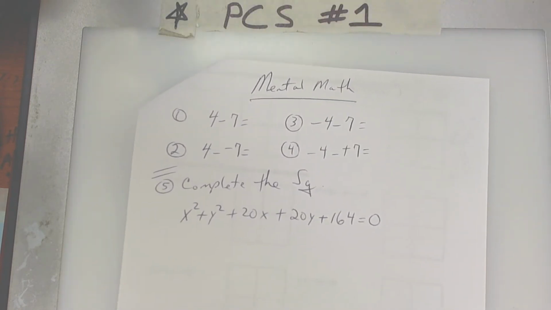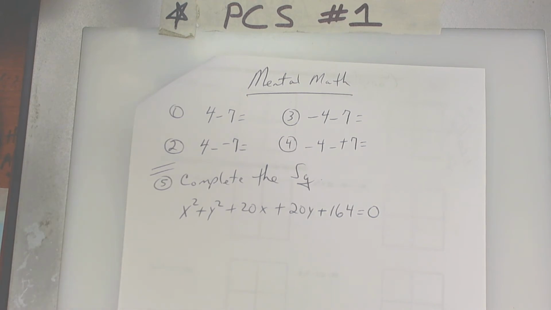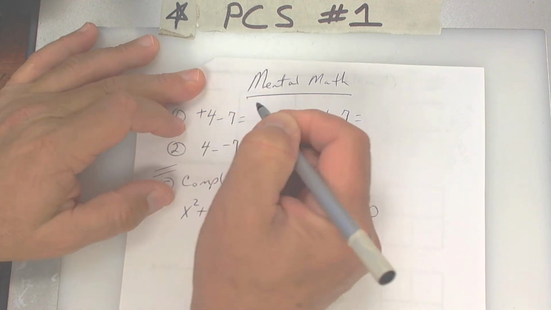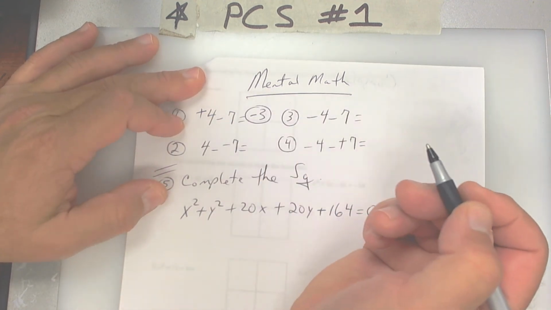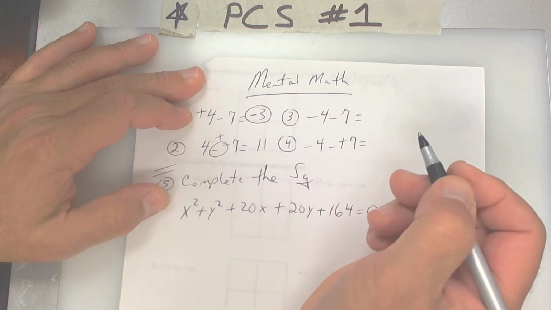And let's talk about geometry here. All right, when it says mental math, that means no calculator. Do it in your head. This one right here is a plus. So I got more minuses. There's my answer. A double negative is a plus, so that gives me 11.